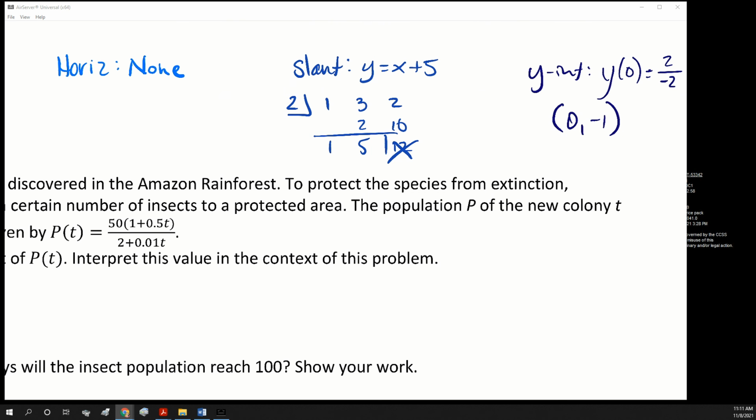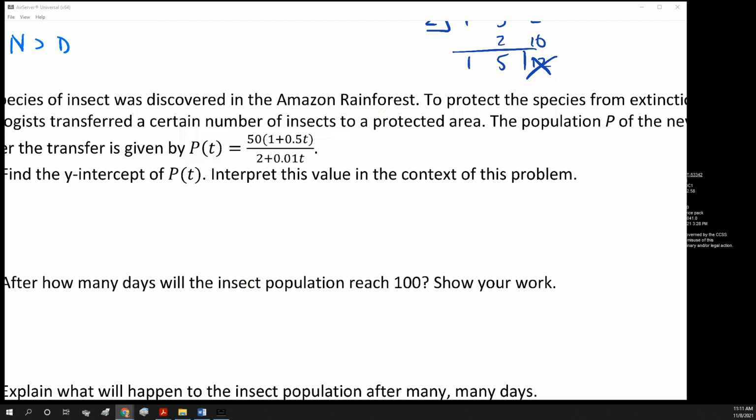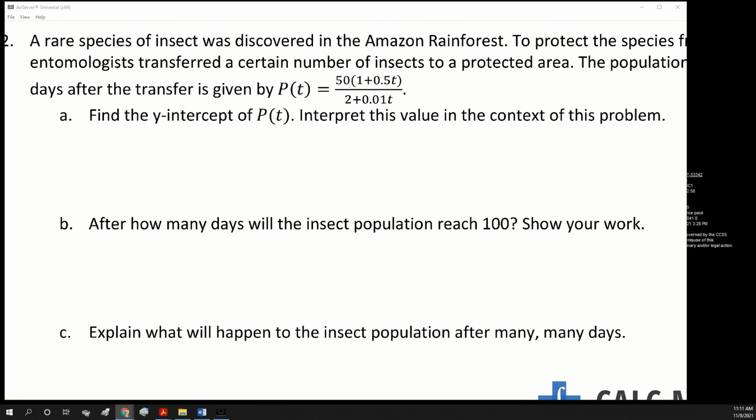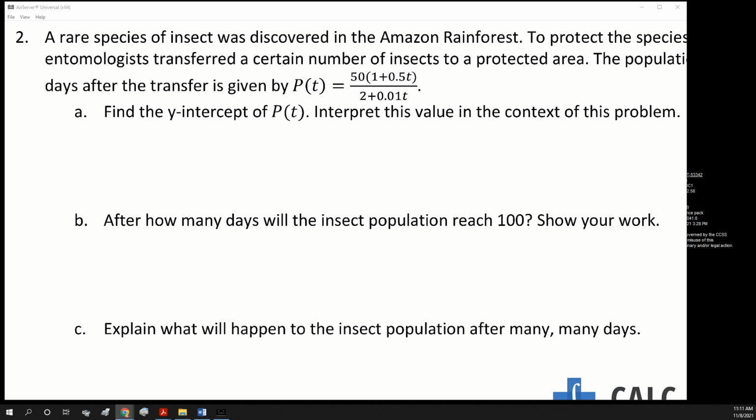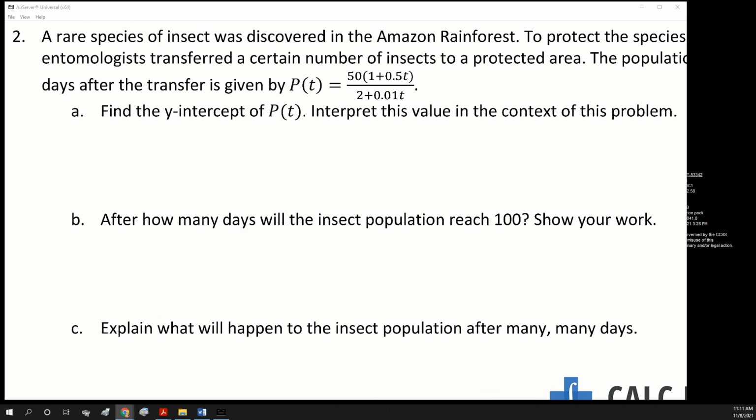Okay. And then for 2, one of the reasons why I really like rational functions is because there's a lot of biology-based applications to them that are kind of interesting to me. So for 2, a rare species of insect was discovered in the Amazon rainforest. To protect the species from extinction, entomologists transferred a certain number of insects to a protected area. The population P of the new colony, T days after the transfer, is given by that rational function. And then A asks us to find the Y-intercept and interpret it in the context of the problem.